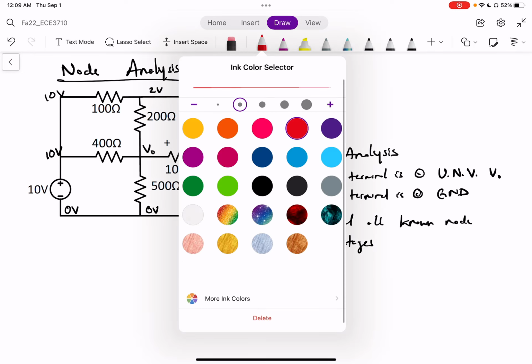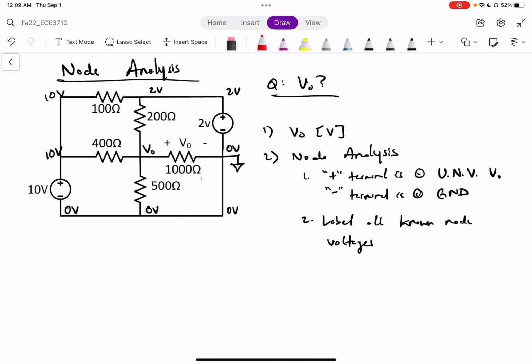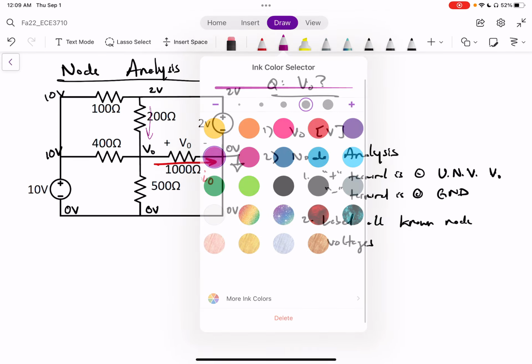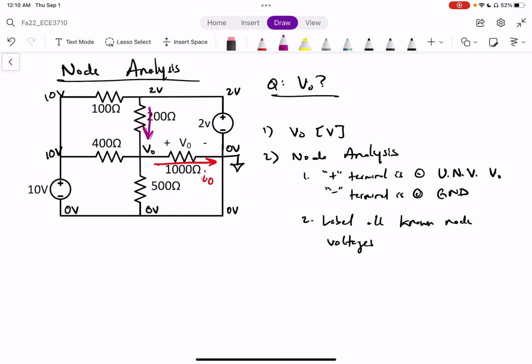Set a current going from the positive terminal of the unknown node voltage to the negative terminal. So that is this one. Call it IO. Okay? And then you set all your other currents affiliated with this node. You assume that it's going into the unknown node voltage. So this one, call it I1. This one going in, call this I2. This one going in, call it I3.